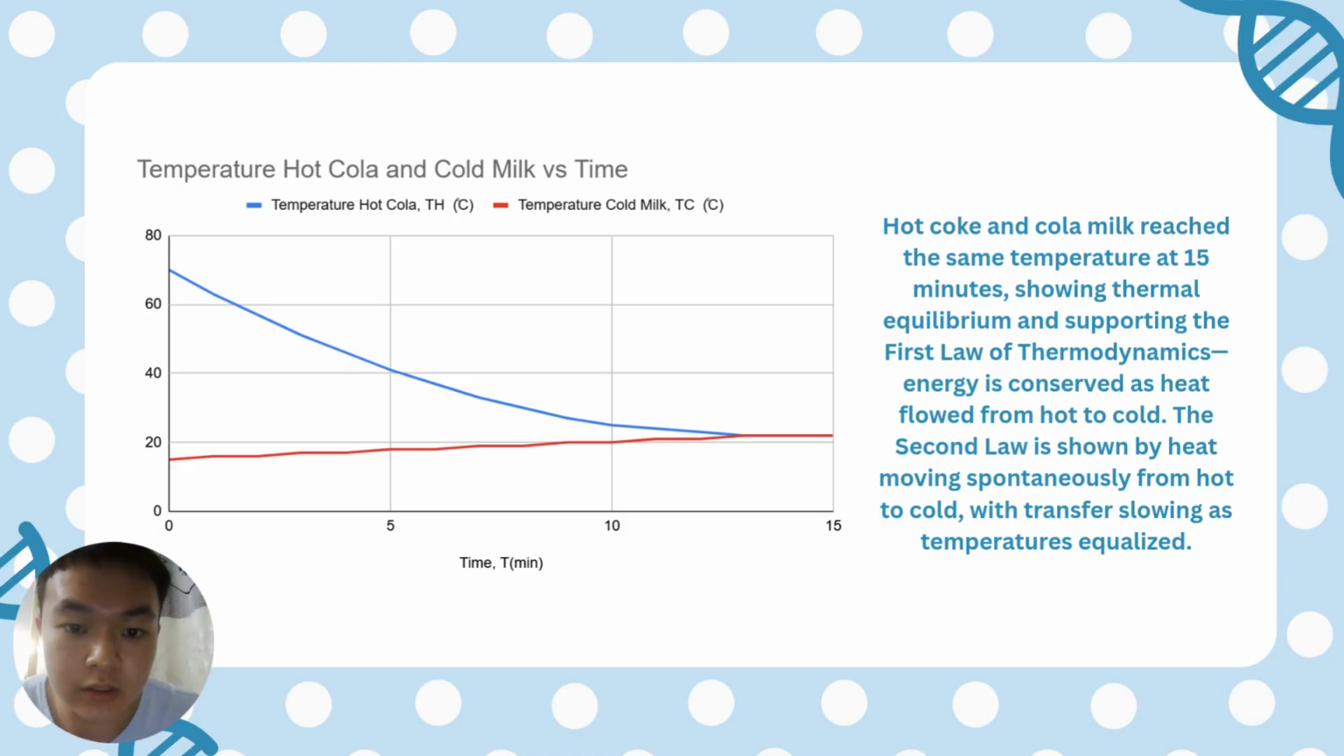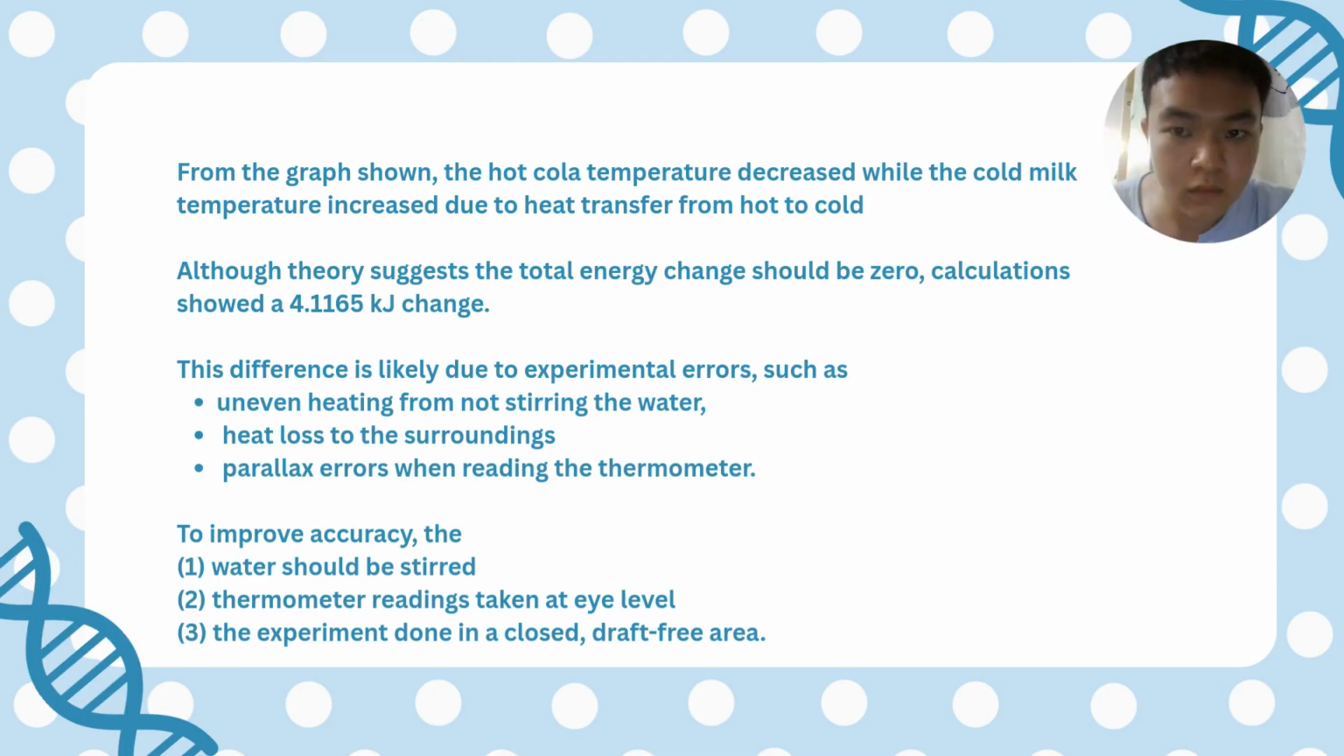Due to the first law of thermodynamics, energy is conserved as heat flows from hot to cool. The second law is shown by the heat moving spontaneously from hot to cool, with the transfer flowing as temperatures equalize, which is when thermal equilibrium has been achieved. To further explain the graph shown, the hot cola temperature decreased while the cool milk temperature increased due to the heat transfer from hot to cool.